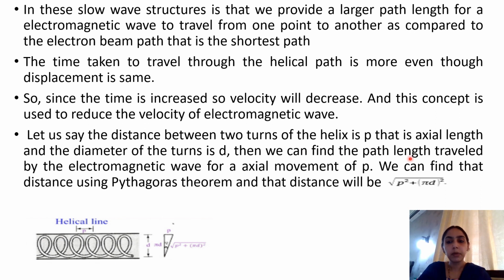Now to find the path length travelled by the electromagnetic wave, we can apply the Pythagoras theorem. So this is the axial distance p and this is d, the diameter of the turn. We can find the path length by using the Pythagoras theorem. It will be root of p square plus (pi d) the whole square.